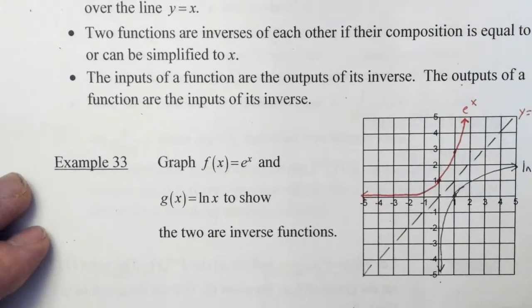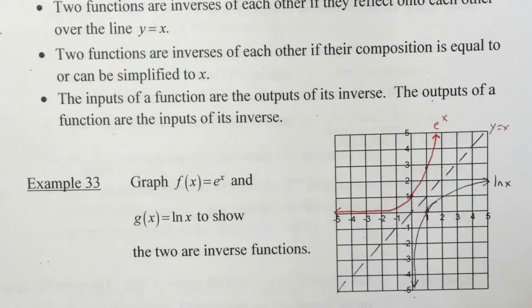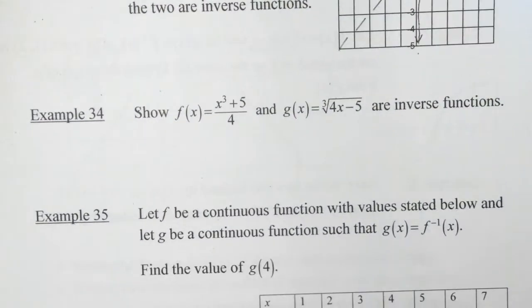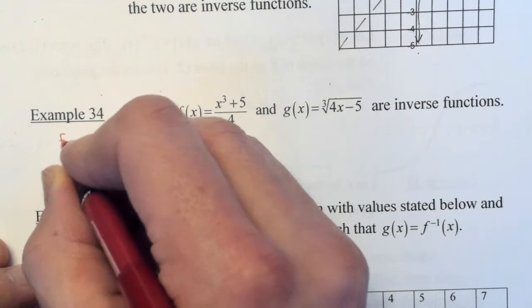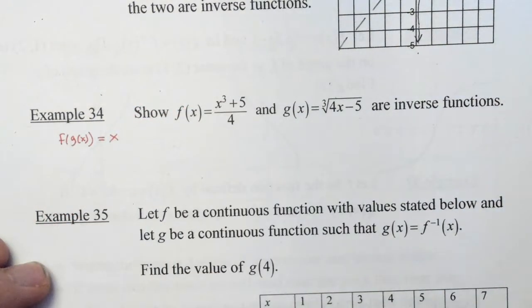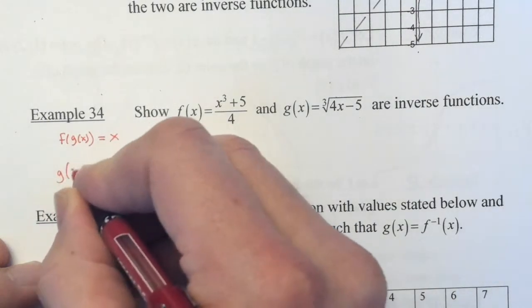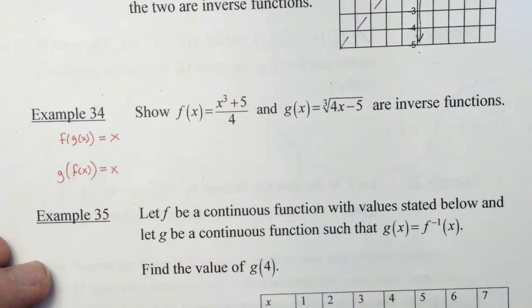But let's say we're not dealing with graphs. Let's say that we're dealing with just formulas for these functions. If two functions are inverses of each other, their composition is equal to, or can be simplified to, x. So let's scroll down to example 34. It says, show that these two functions f and g are inverses. If these two functions are inverses, that means that f of g of x must be equal to x. And in addition to that, it doesn't matter which function we plug into the other. In other words, g of f of x should also equal x.